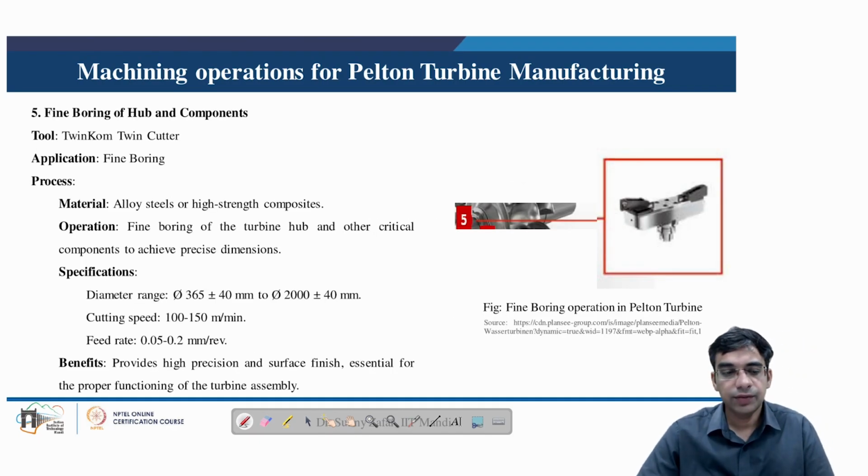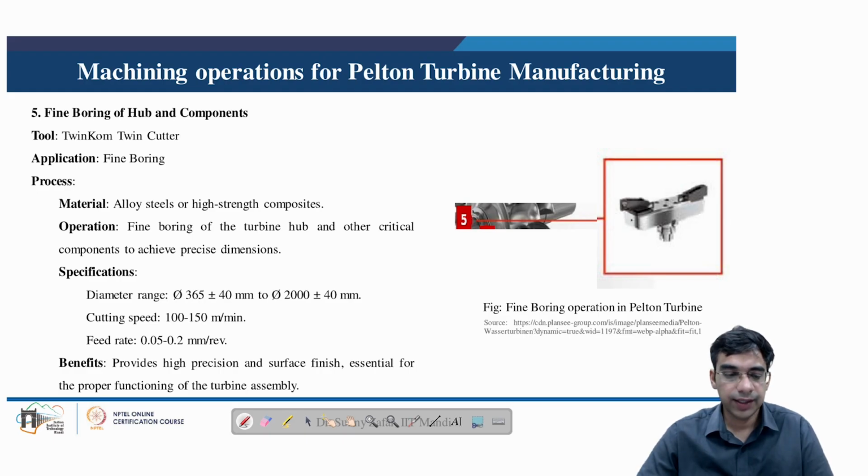Next is basically the fine boring of the hub and its components. So here twin cutter fine boring is done. So materials involved are alloy steels and high strength composites. Here fine boring of the turbine hub and other critical components is done to achieve precise dimensions.